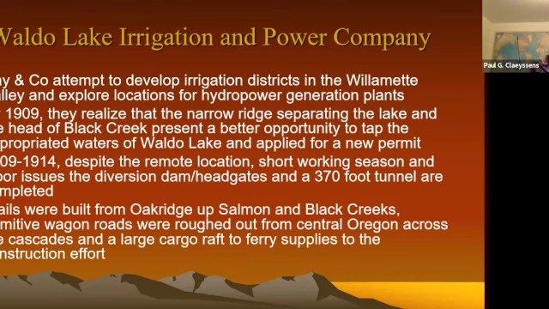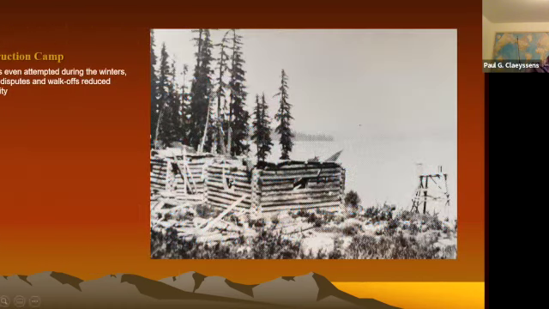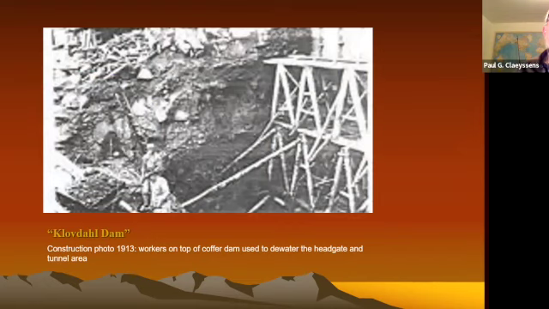But despite all that, they were able to construct a 370-foot tunnel and build a head gate of concrete. And that is what I'll show you next. This is a picture of their work camp, building their log cabins for their construction camp on the shores of Waldo. And just imagine keeping a crew happy and fed and supplied with the right equipment. I mean, this was not an easy task in the early 1900s with no actual roads.